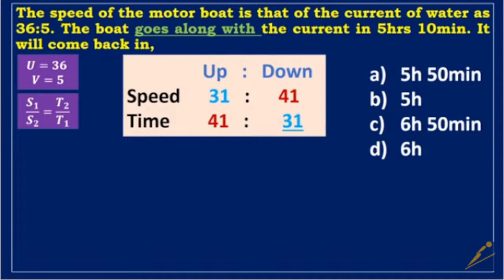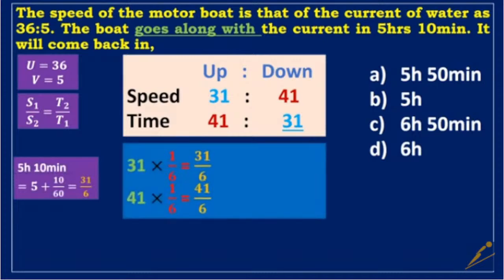According to the second statement in the question, the time taken downstream is 5 hours 10 minutes, or 31 by 6. From the time ratio, the number 31 downstream represents the 31 by 6 hours. Then we need to find the time taken to come back to the original position. If the number 31 downstream represents the 31 by 6 hours, then the number 41 upstream represents the 41 by 6 hours, or 6 hours 50 minutes.